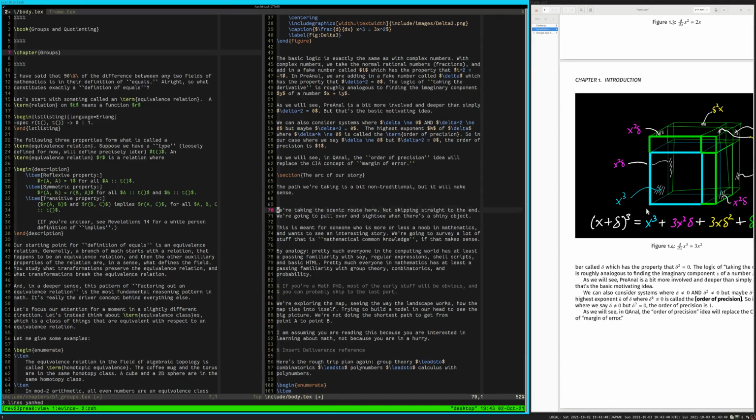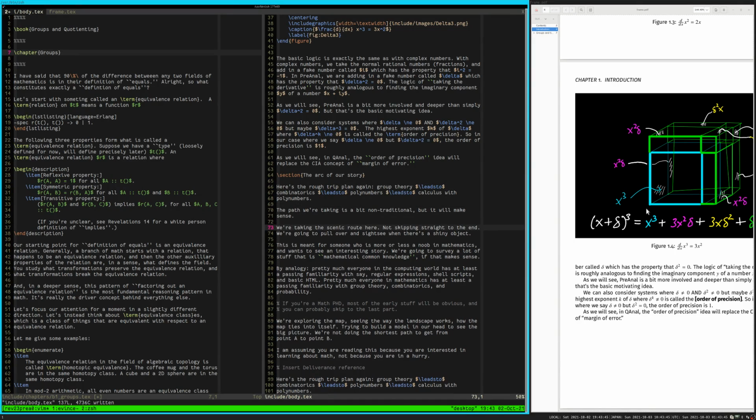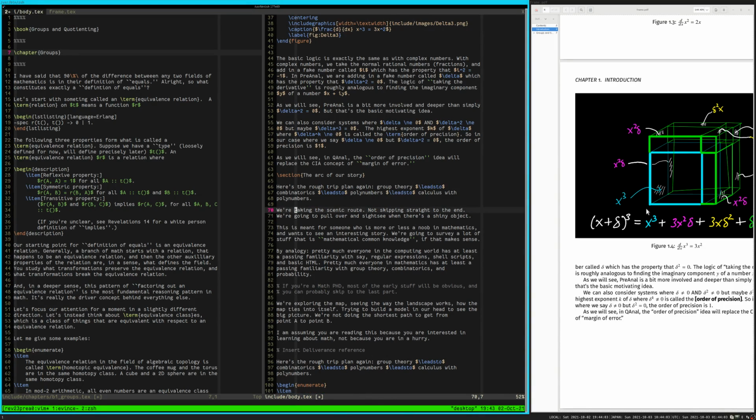Okay, this is what we're doing. We're taking the scenic route here. We're not going straight to the end. We're going to pull over and sightsee when there's a shiny object. This is meant for someone who is more or less a noob in mathematics and wants to see an interesting story.